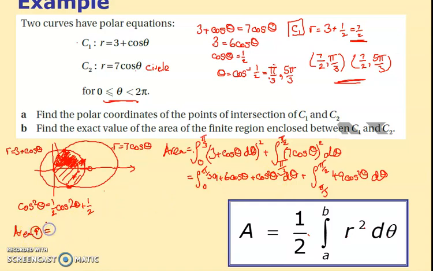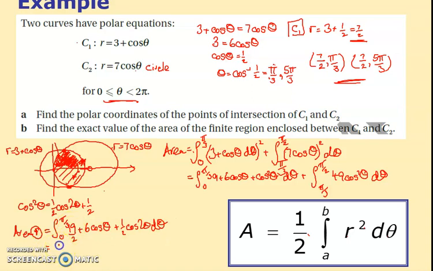And the area 1 is the integral from 0 to pi by 3 of 9 plus 6 cos theta, plus cos squared, so plus a half cos 2 theta plus a half, so that's 9.5. So that's like 19 over 2 d theta. So I'm going to integrate that.